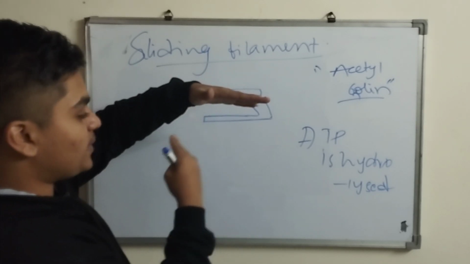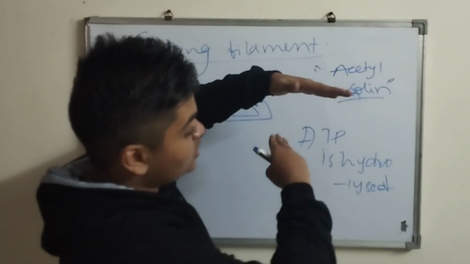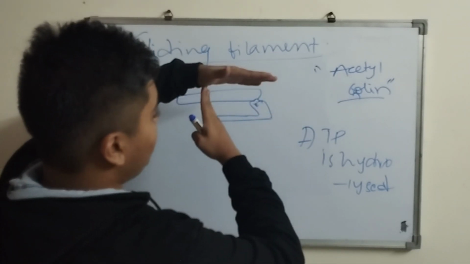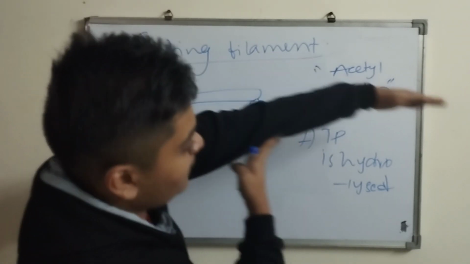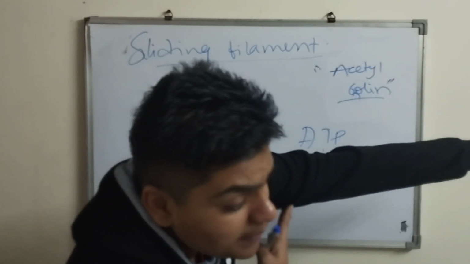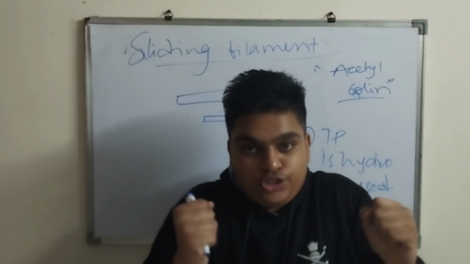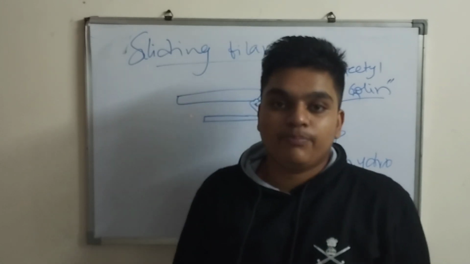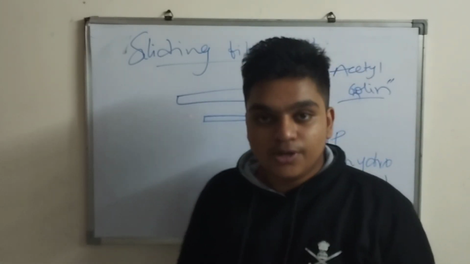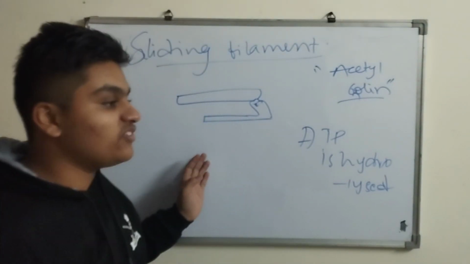The myosin experiences a recovery stroke. Again binding, power stroke, recovery, binding, power stroke, recovery, binding, power stroke, recovery, contraction. Contract. Got it? This is the sliding filament theory.